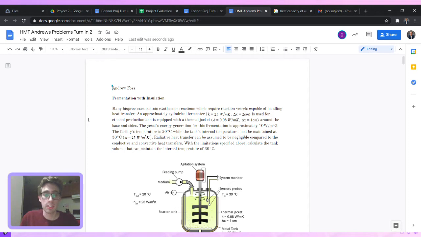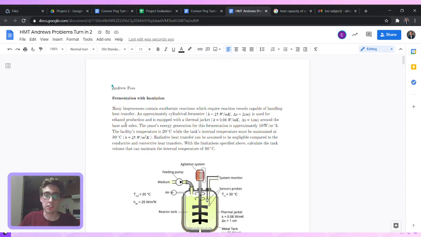So in my first problem I dealt with a bioreactor which is fermenting yeast to produce ethanol. And during this process energy is actually generated. So the question asks us to find the volume at which this steady state process can occur.